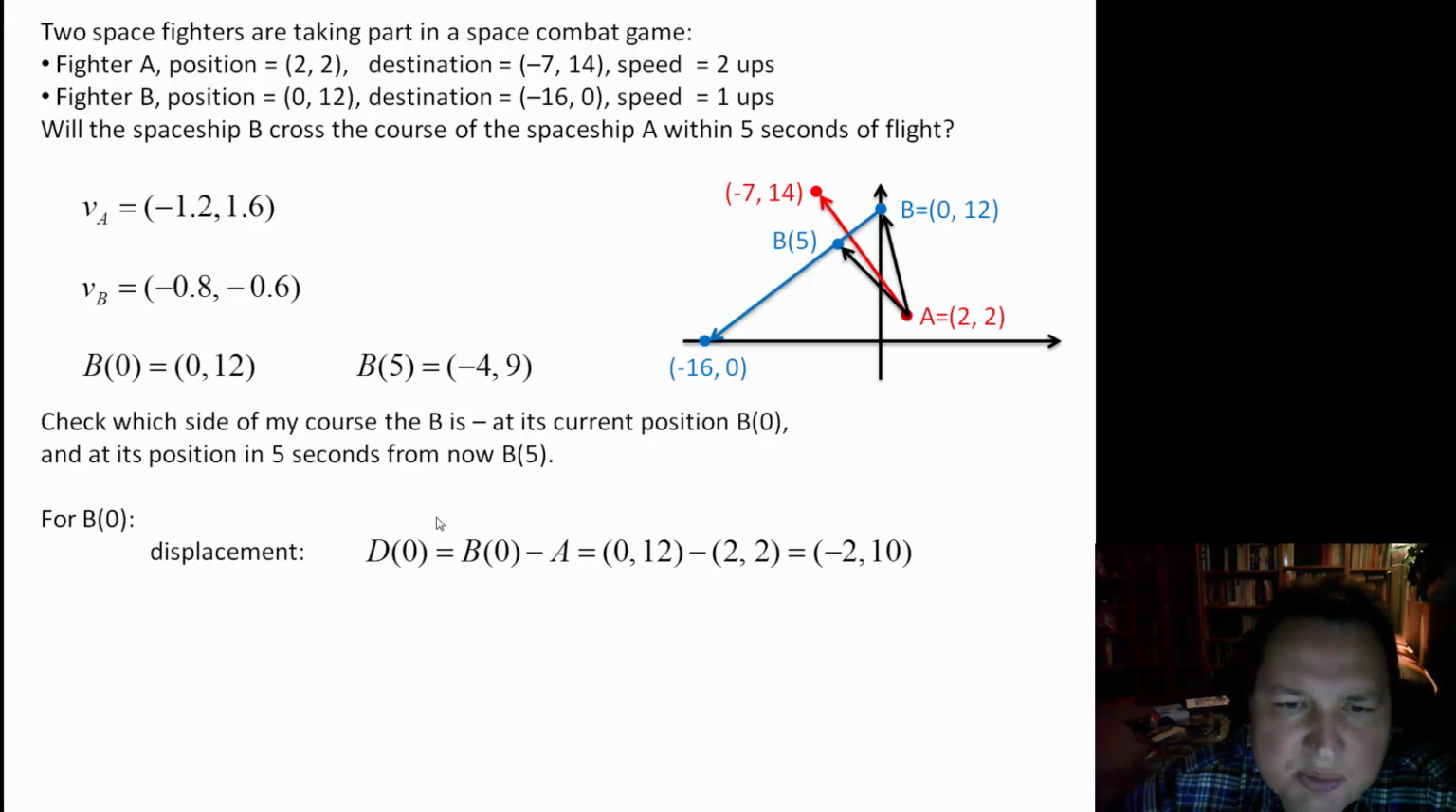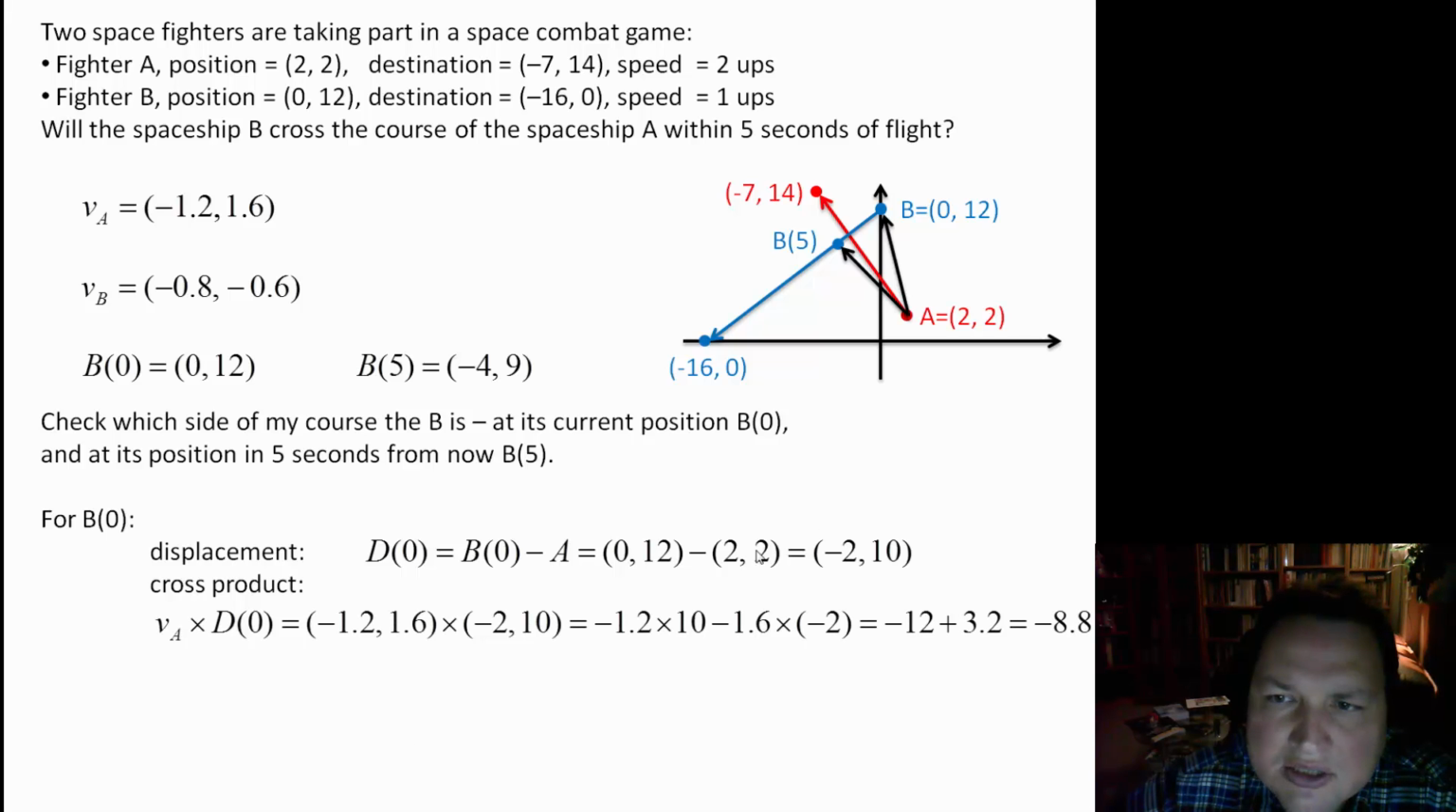So the displacement for B0, I will call it D0, displacement at time 0. It's B0, the initial position of fighter B, minus the current position of fighter A. So it's (0, 12) minus (2, 2), it's (-2, 10). Now I am ready to calculate the cross product.